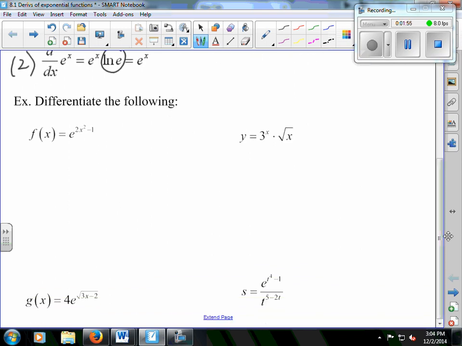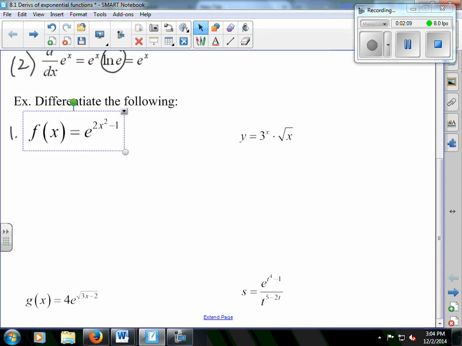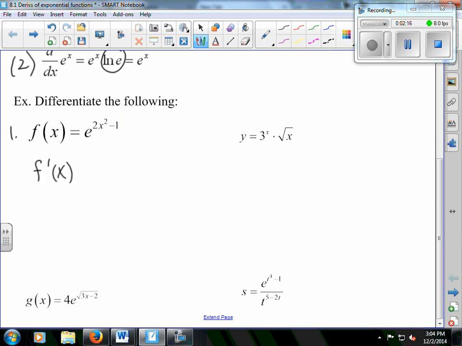All right. For example, we have 4 different functions here that we're going to differentiate, and they all have exponentials in them. In number 1, f of x equals e to the 2x squared minus 1. When I take the derivative of that, my derivative formula for e to the x just says that the derivative is the same exact thing. Very, very simple. Except that you just learned the chain rule.